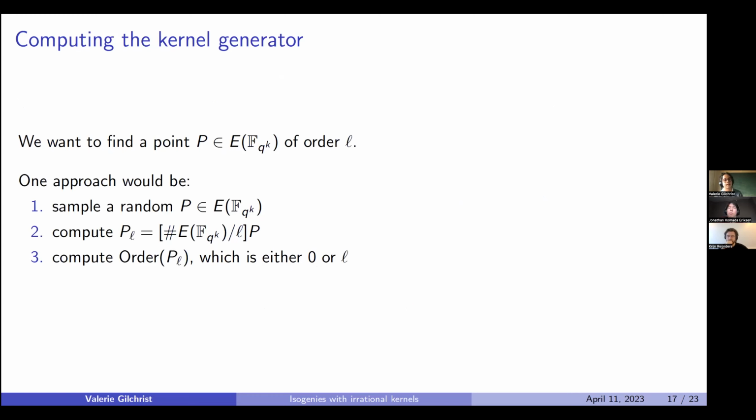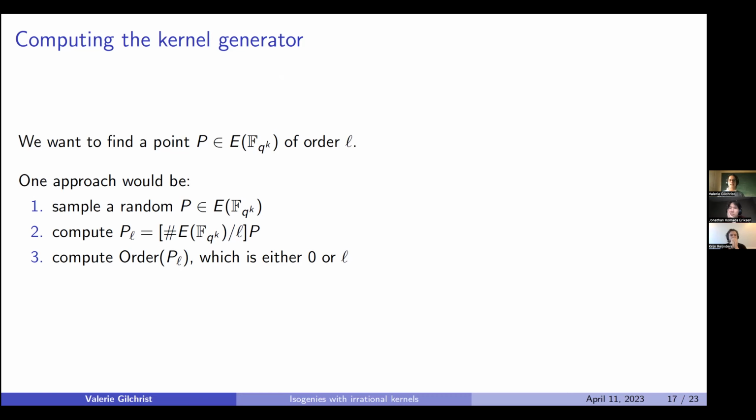So now the main focus of this work was evaluating the kernel polynomial, and that's where the most savings will come into play. But we did decide to also tackle this problem of actually finding a way to compute the kernel generator. So in this context, we're looking for this point of order L, and we're assuming it exists in this extension field and not any proper subfield of it.